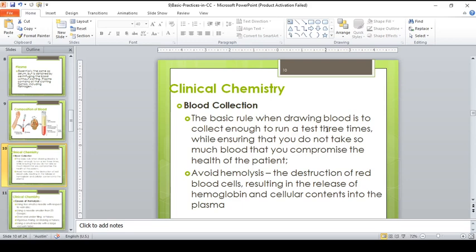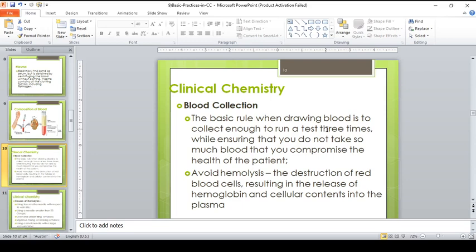It doesn't mean, guys, that for example, if the test is glucose, you will run the test 3 times. But it means that you must have an excess of the sample so that in cases wherein an additional test must be done, you already have enough sample without getting blood again from the patient.